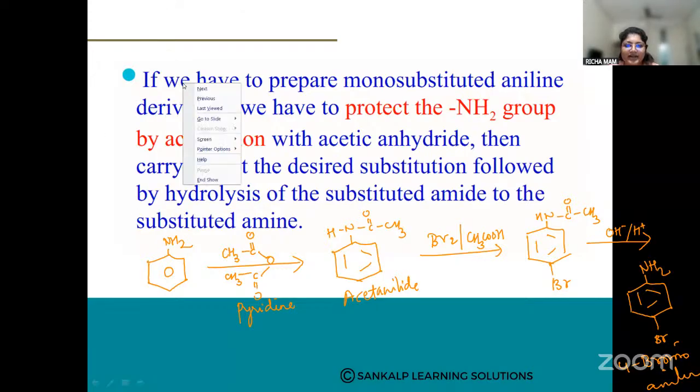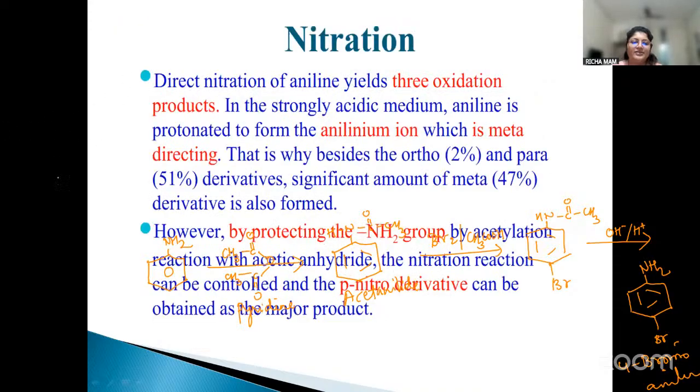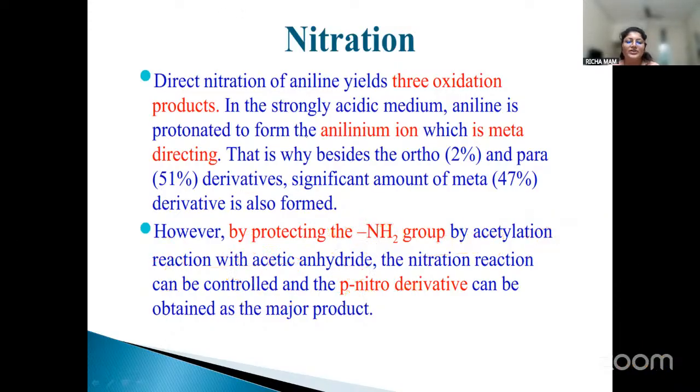So next is nitration. How are we going to do the nitration? Here you can see how we have done it just now, this protection, which we have discussed. So next is nitration. Direct nitration of aniline will give you oxidation products. In a strongly acidic medium, aniline is protonated to form the anilinium ion, which is meta-directing. That is why, besides ortho and para derivatives, a significant amount of meta derivative is also formed.